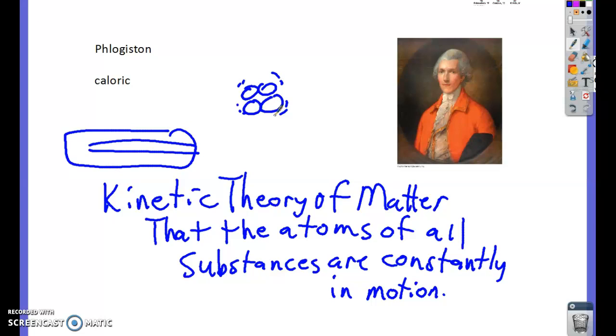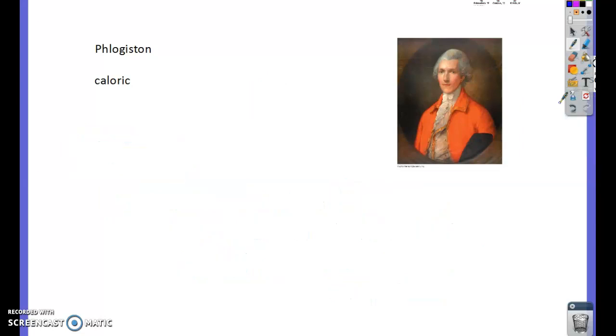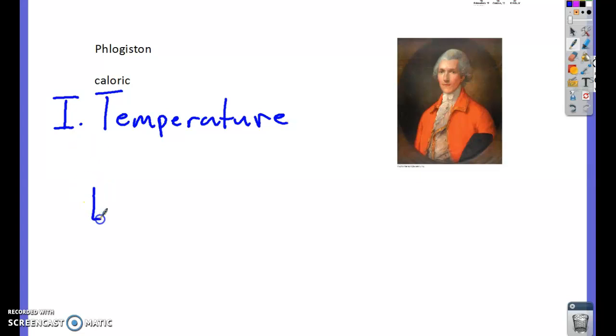Basically the idea is heat has to do with how fast those atoms are moving. Normally when we think about heat, the main way we measure that is what we call temperature. Temperature has to do with how fast the atoms in something are moving. If you have a piece of ice, for example, the atoms are not moving as fast as they would be in a glass of water. Nor are they moving as freely in the ice because they're fairly rigidly in place.